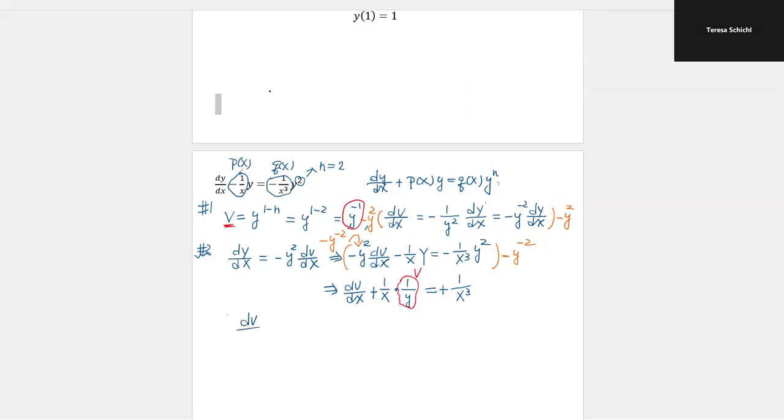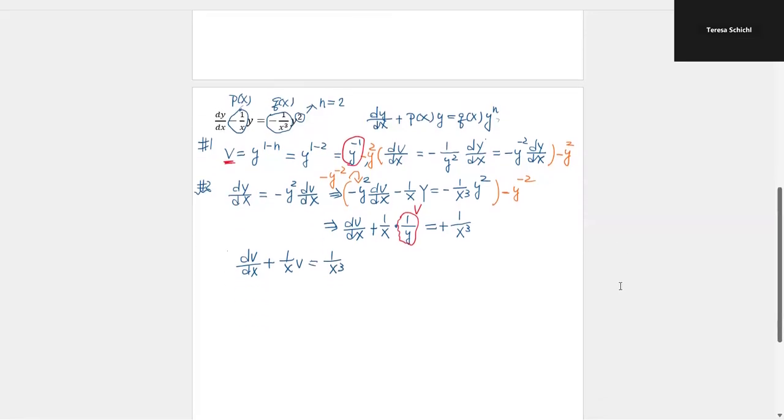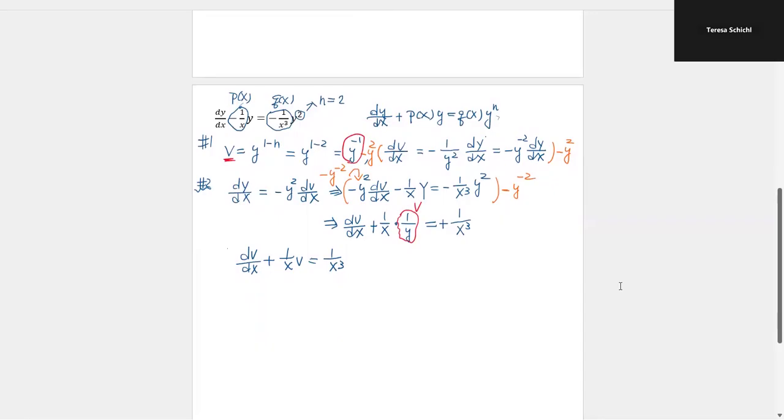my differential equation will just simplify to dv/dx plus 1 over x times v equal to 1 over x cubed here. Okay, so now this has become our normal first order linear differential equation. So what is the next thing we want to do? The next thing we want to do is to find the integration factor here. So this is step number 3 here.